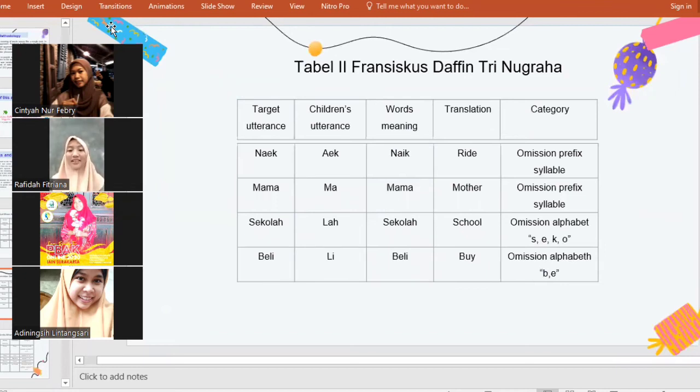Table 2, Francisco Stefan Trinugraha. Based on the data above, there is an omission of prefix and alphabet, as in the word beli, which becomes li.